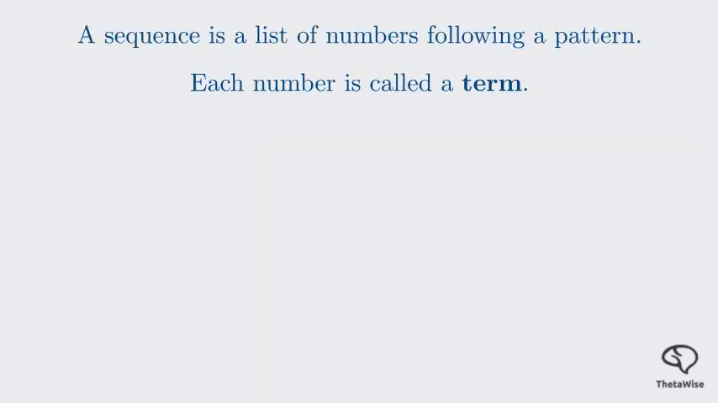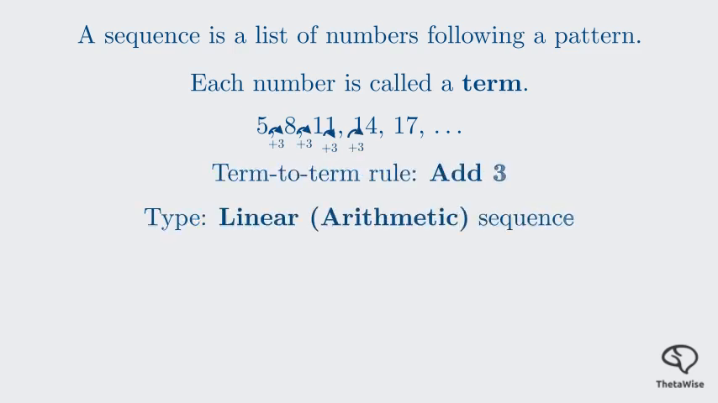A sequence is just a list of numbers that follow a specific pattern. Each number in that list is called a term. Take a look at this sequence. To find the next number, we look at the difference between the terms. Notice that we add 3 every time. This is what we call a term-to-term rule. In this case, the rule is simply add 3. Because the difference is constant, we call this a linear or arithmetic sequence.